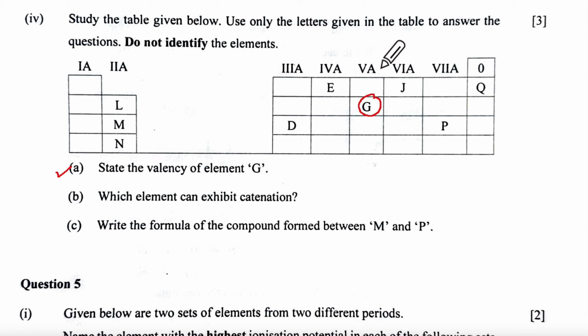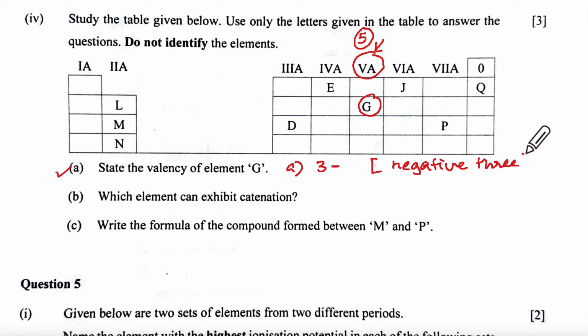Now this G is in group 5A, which means it's going to have 5 electrons in the last shell, outermost shell or valence shell. So it will accept 3 electrons. So your A answer will be 3 minus. The valency will be negative. It's better that you spell it out. You don't know how the marks will be cut. Negative 3. Spell it out. There's no harm in writing this.